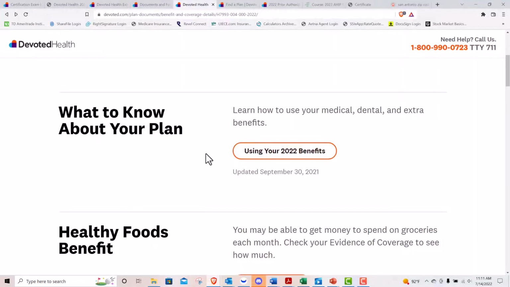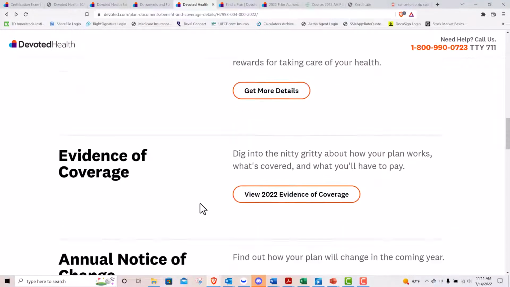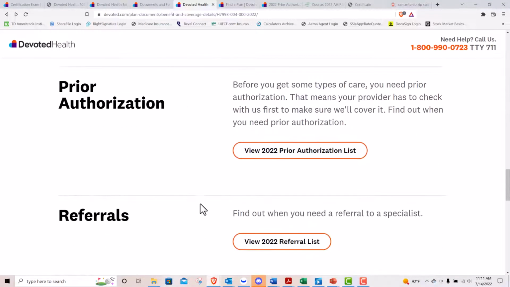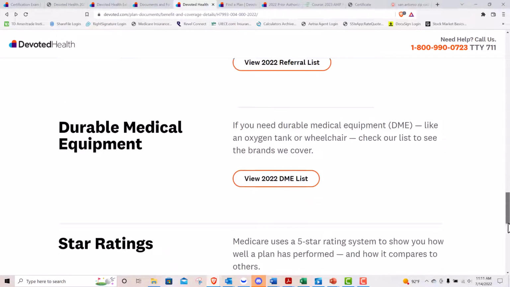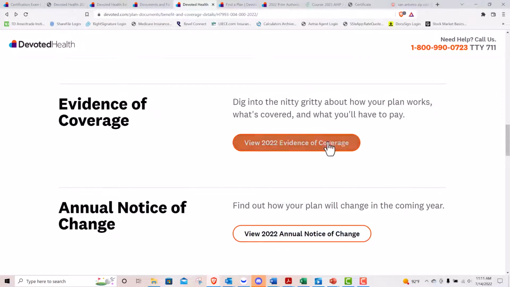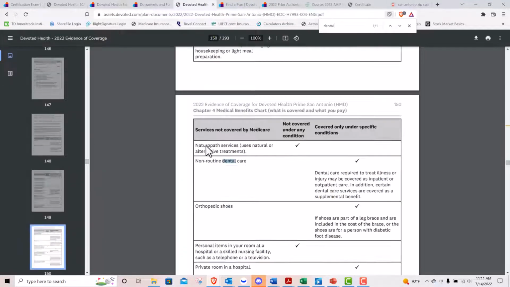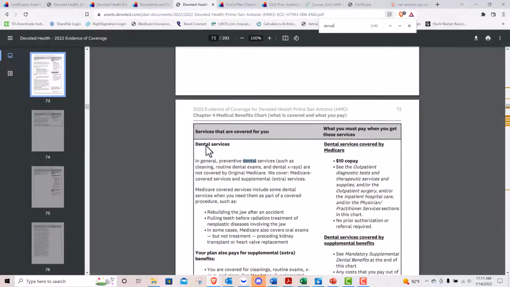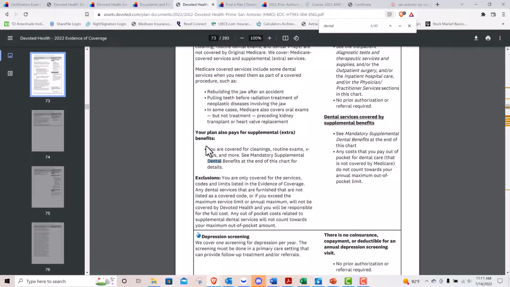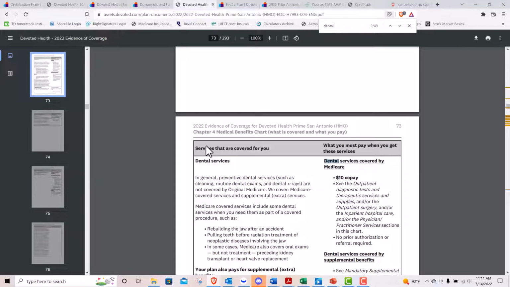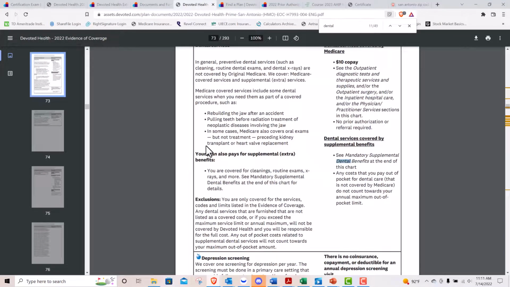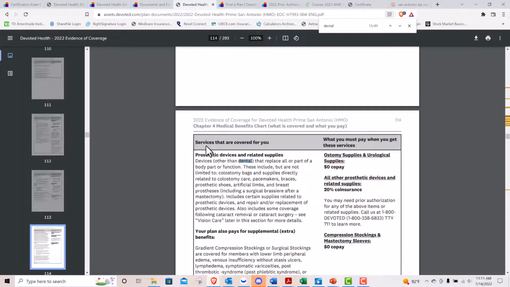Let's see if there's another one: Healthy Prudent, summary of benefits, over-the-counter, Devoted, evidence of coverage, referrals. So let's see if in this they have the dental benefits in here. I doubt they do. They normally don't. Medicare dental. All right, here we go. At the end of this chart for details. Okay, these are all. Where's the end of the chart?